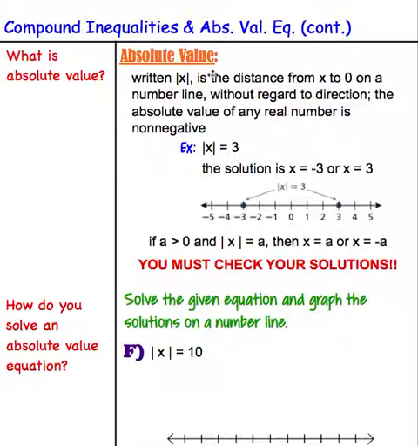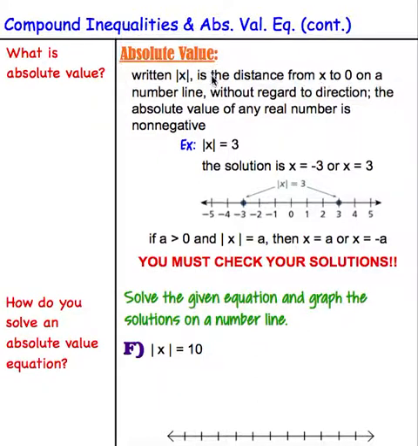Now if you think about this though, if you have the absolute value of x equal to 3, x can be -3 or 3, because both of those, if you take the absolute value, will give you the solution of 3. So if a is going to be greater than 0 and the absolute value of x equals a, then x is going to equal a or -a. So please make sure you check your solutions to see if that is correct.